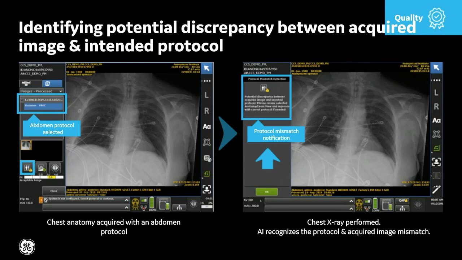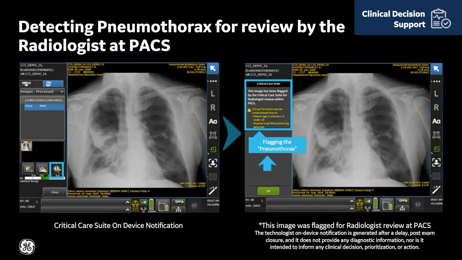Moving on. Speaking of clinical decision support, the first algorithm that we have launched is pneumothorax detection. On the left, you see a typical chest X-ray.